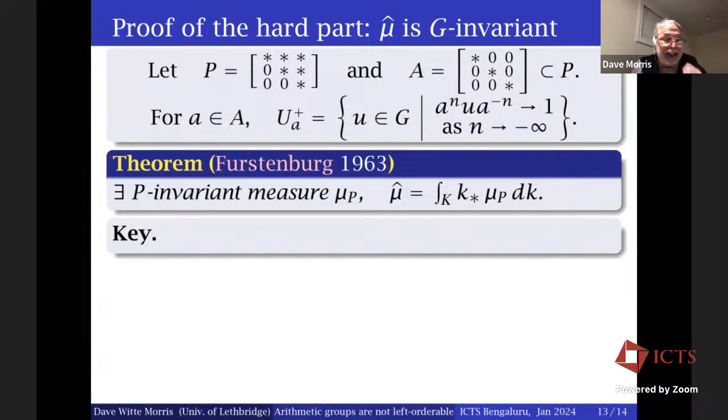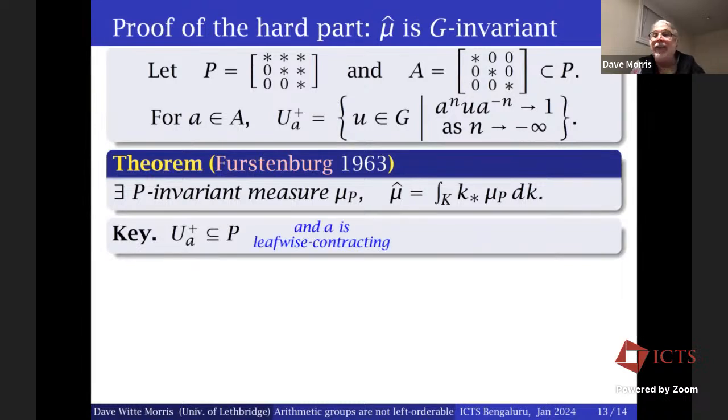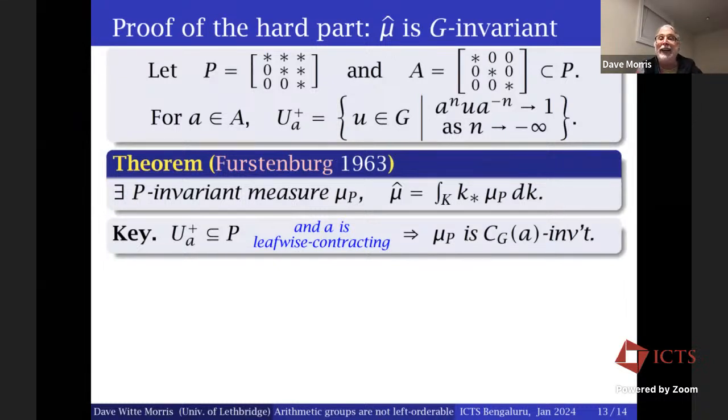And now the key to the proof, in order to prove the hard part, what they show is that if you've got some element of A such that the expanding horospherical subgroup is contained in P, and there's some technical condition I don't want to talk about at all, but the basic point is if the expanding horospherical subgroup is contained in P, then this P-invariant measure is actually invariant not just under P, but under the centralizer of this element A. This is a standard technique. It's used in the proof of the Margulis superrigidity theorem and things like that. We show that the measure is actually invariant under the centralizer of an element.